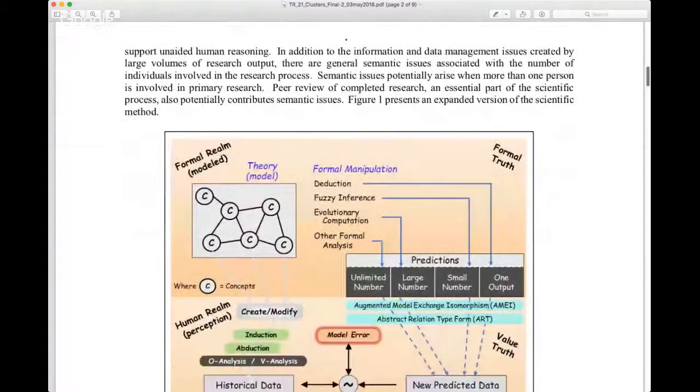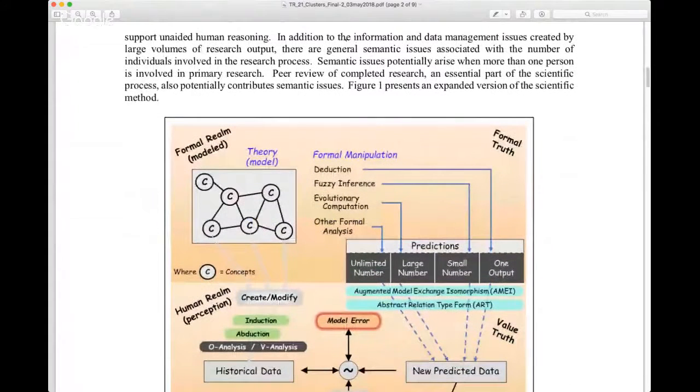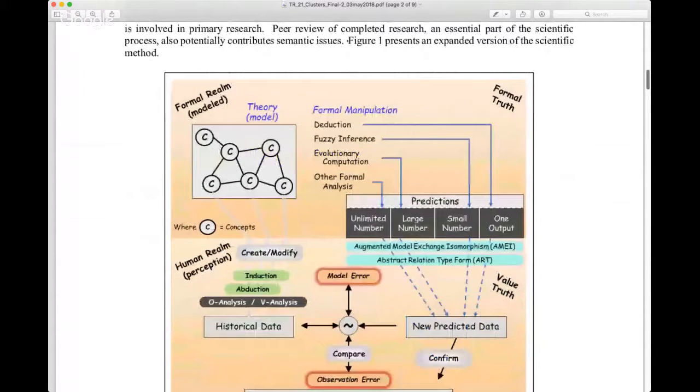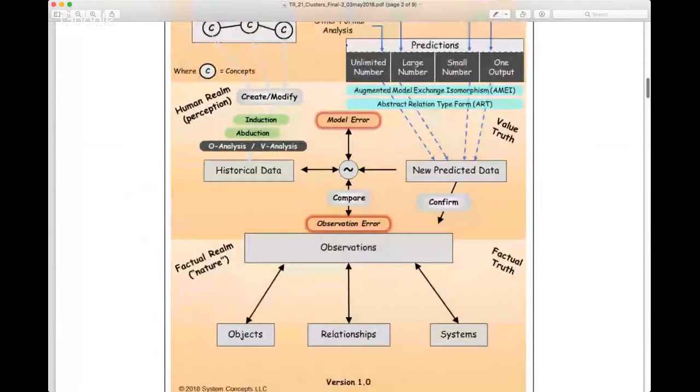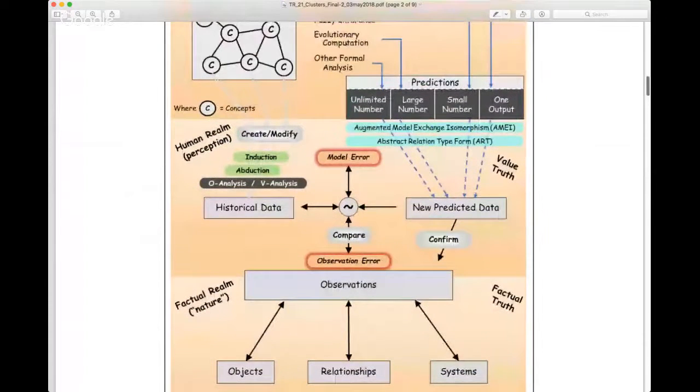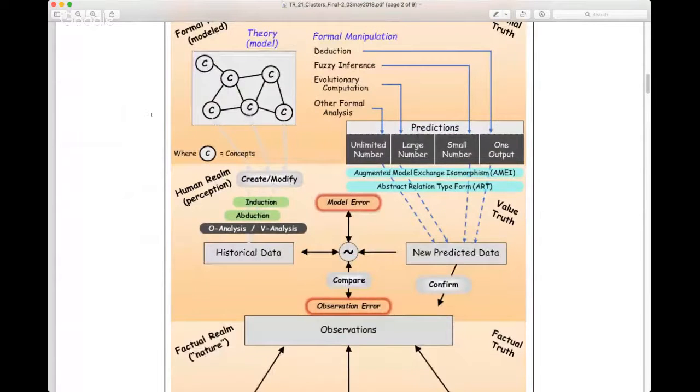So we took the previous scientific process graph, which had the formal realm at the top and the natural realm, factual realm or nature at the bottom, and we inserted in the middle the human realm or perception. And really that's kind of the mediating layer between the factual realm, nature, and the formal model realm.